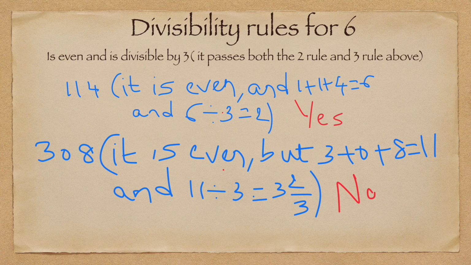308. It is even, but 3 plus 0 plus 8 is equal to 11, and 11 divided by 3 is 3 2/3. That is not a whole number. 11 can't be exactly divided by 3, and so 308 can't be exactly divided by 6.